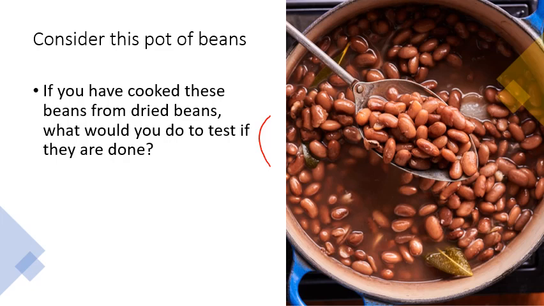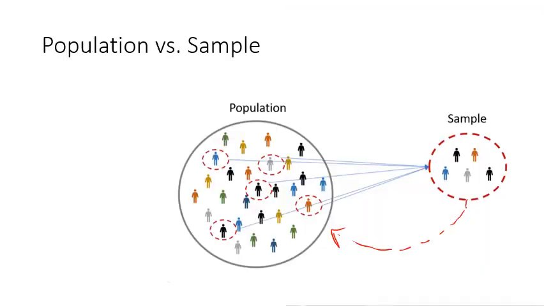And once you take that spoonful of beans, if the spoonful is done, you're going to likely infer that the pot is done. And that is the idea behind sampling. So you're going to stir the beans to get a random sample, and then you're not going to eat all the beans to see if they're done. You're just going to infer that they're done based on this sample. So that is the same as what we do when we're conducting a study.